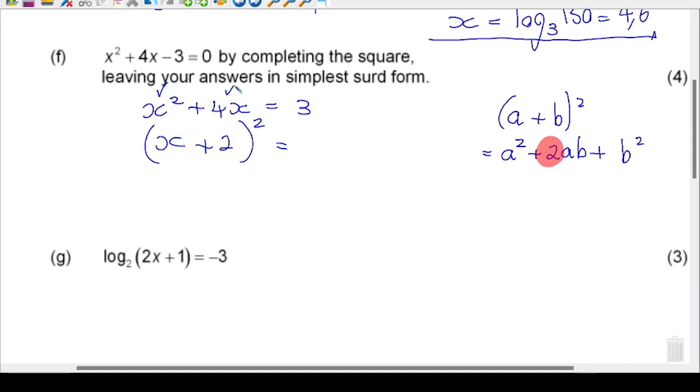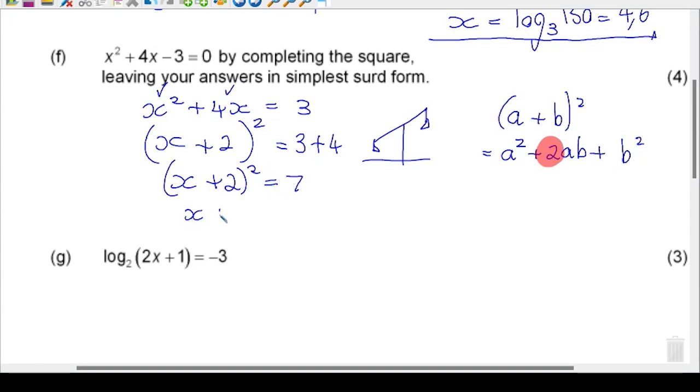If you square that out, you get x squared, you get 4x, but you also get 4 that wasn't there before. So what we've done, we've destroyed the balance by writing it like that, because we've added 4 to the left-hand side. The way we fix that is to add 4 to the right-hand side. We now have (x + 2) all squared equals 7.